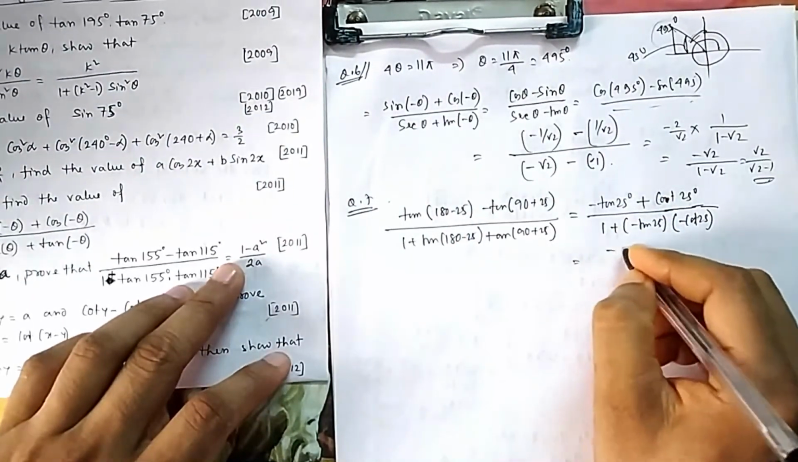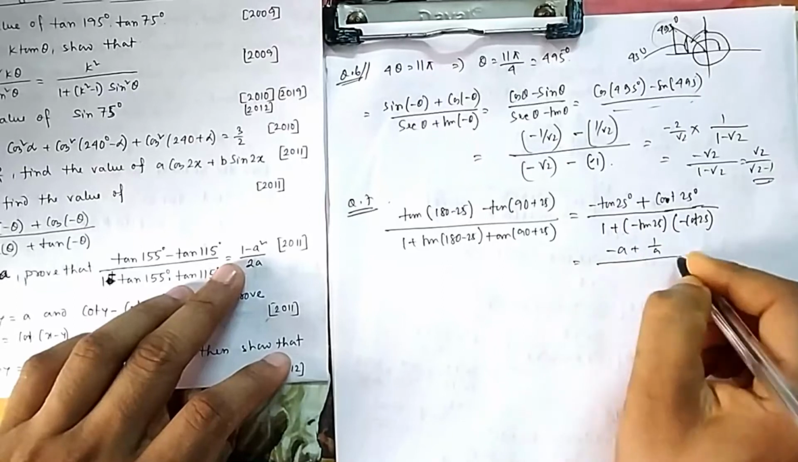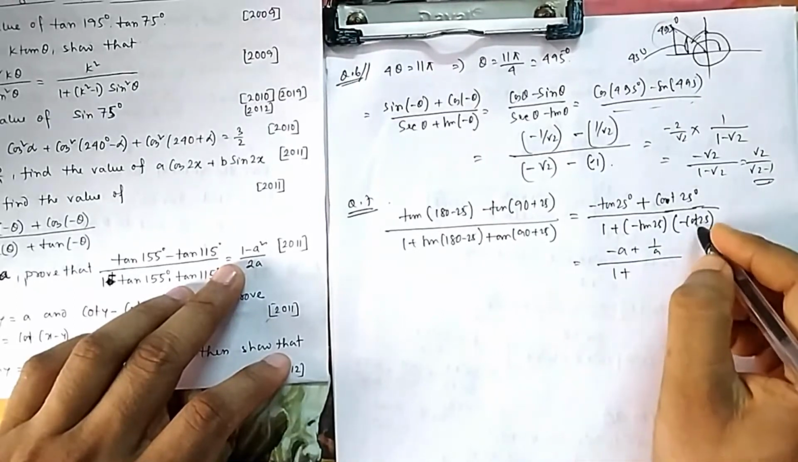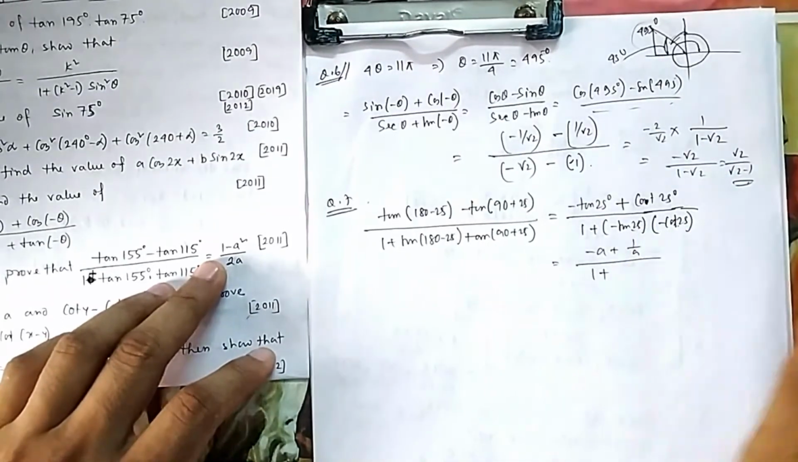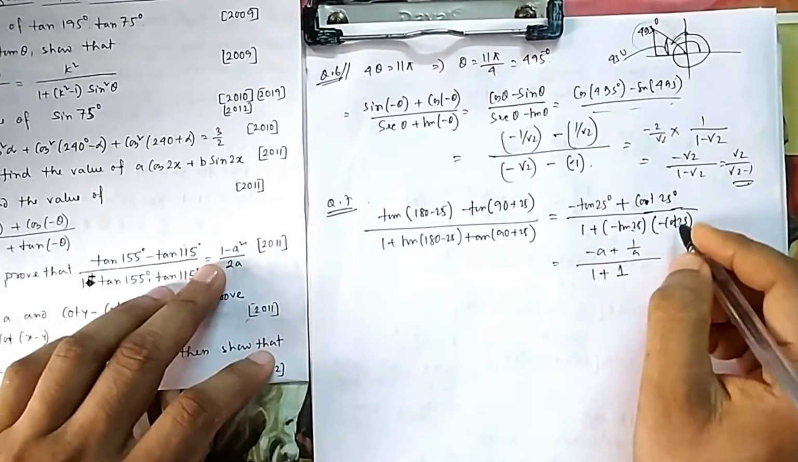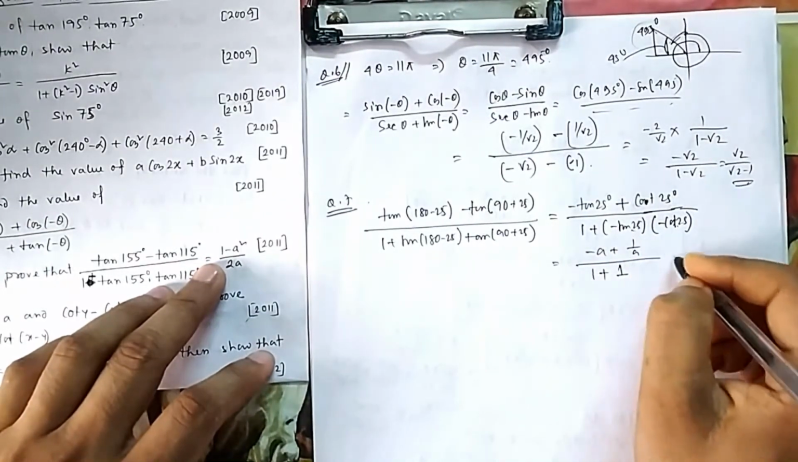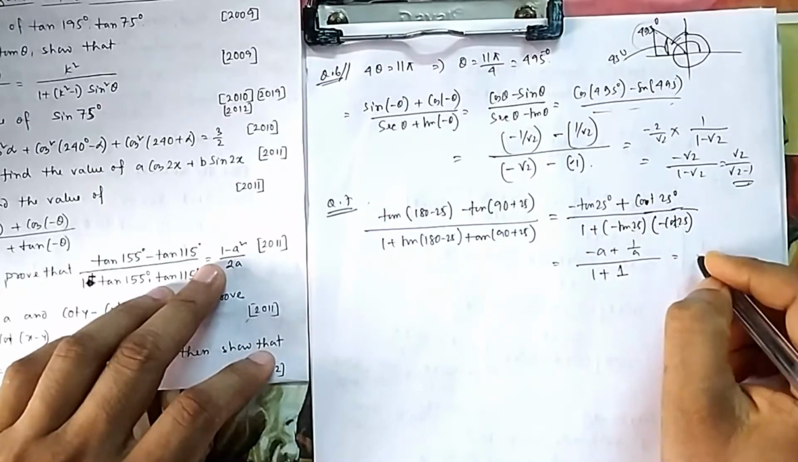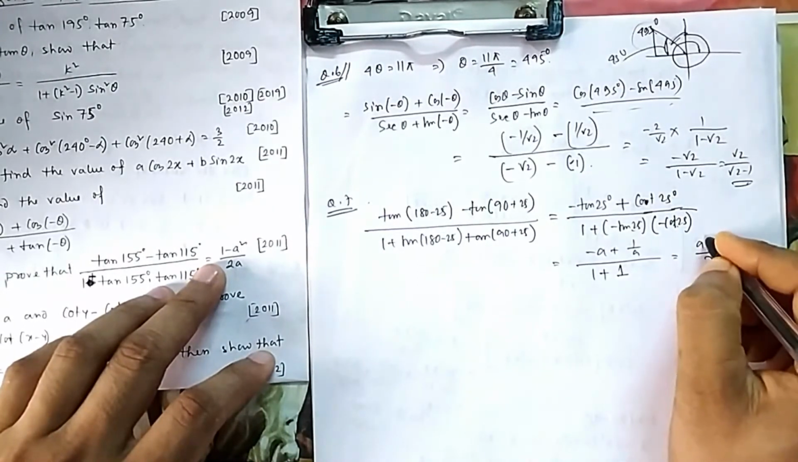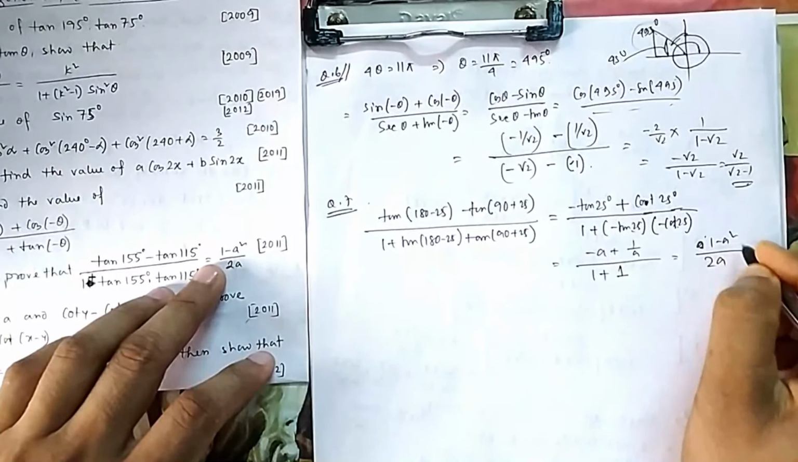Tan 25 is a and cot 25 is 1 by a, and in this, tan 25 times cot 25, both will be 1. So it will get cancelled, minus minus plus, so it is 1. Now what will you get? In the denominator it will be 2a and it is 1 minus a square. You got the answer. That is proved.